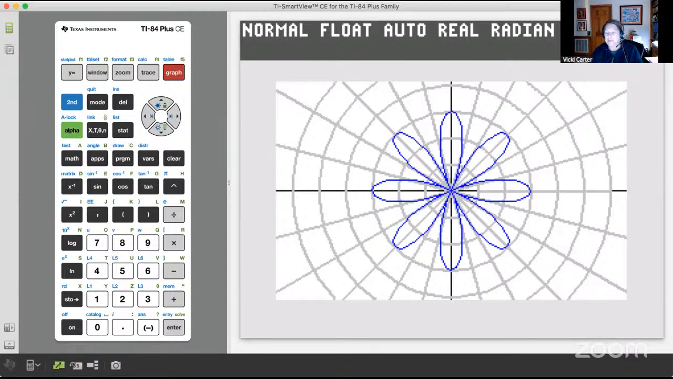This is one of my favorite things to teach. I just love it. It's a little counterintuitive, isn't it, Vicky? Yes, it is.